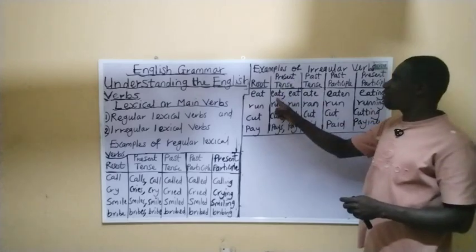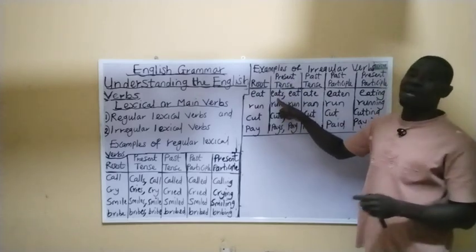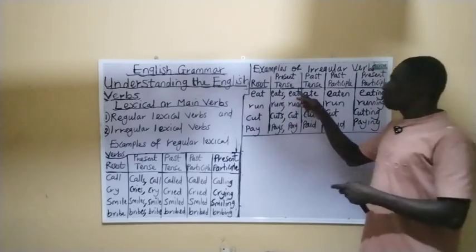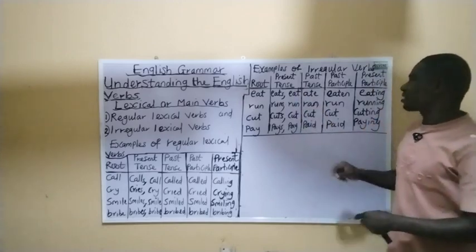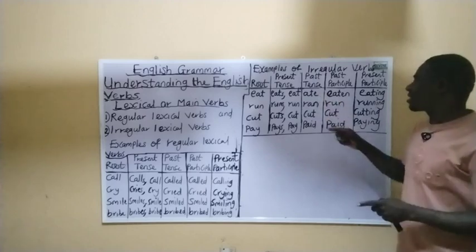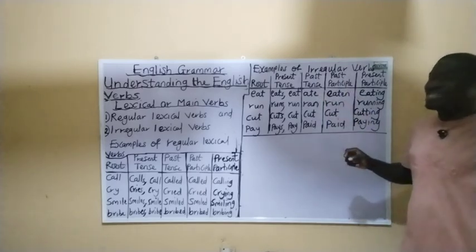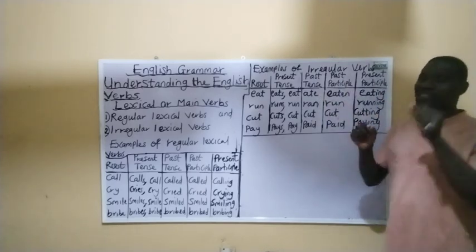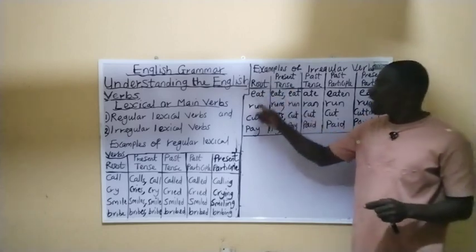The present tense, we have eats or eat. Singular present, eats with s. Plural present, eat without s. For the past tense, it becomes ate. Past participle becomes eaten. Present participle becomes what? Eating.